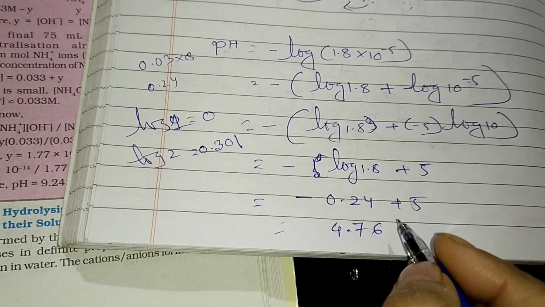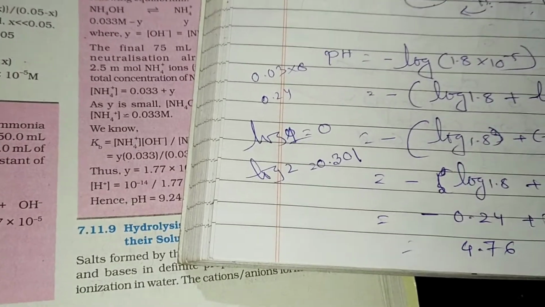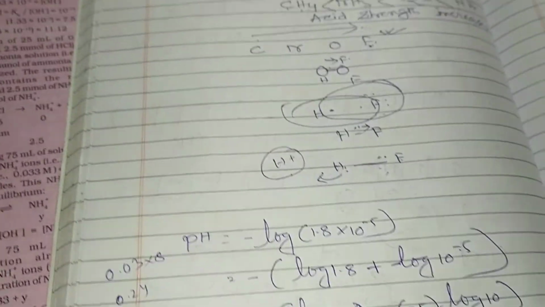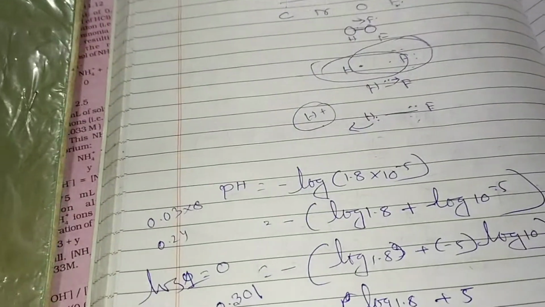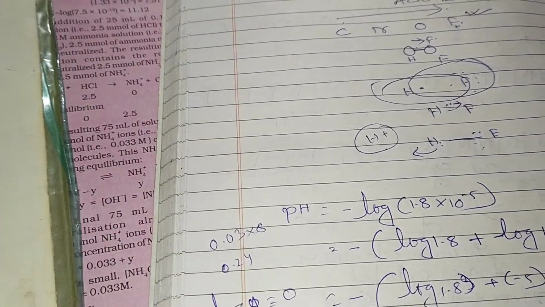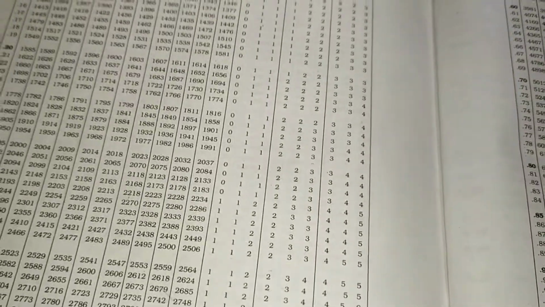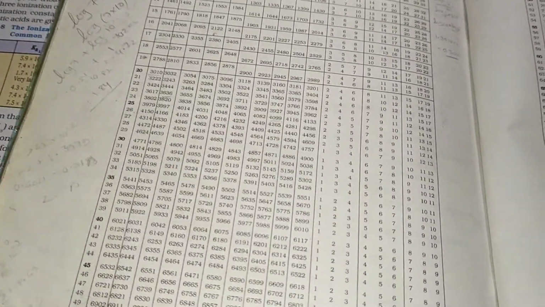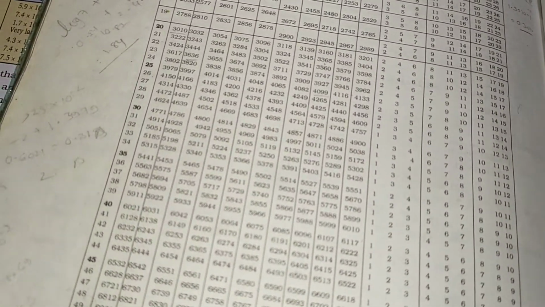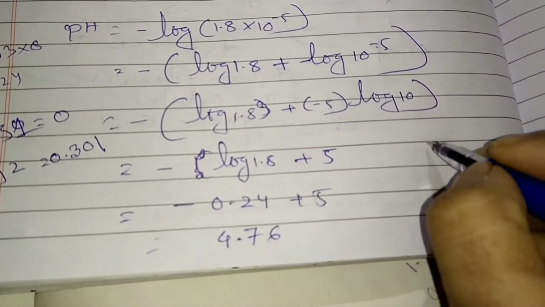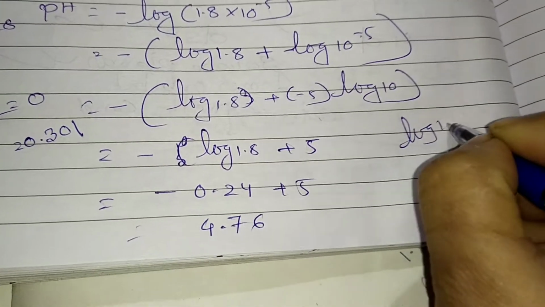If we have to find out from the log table, that also you can do. So how we can find out? So I can show you. The log table is coming here. But always you will not be provided with the log table. You have to actually know how to find it out. So look here, log 1.8, how to find out? Log 1.8, so the log value of 1.8.